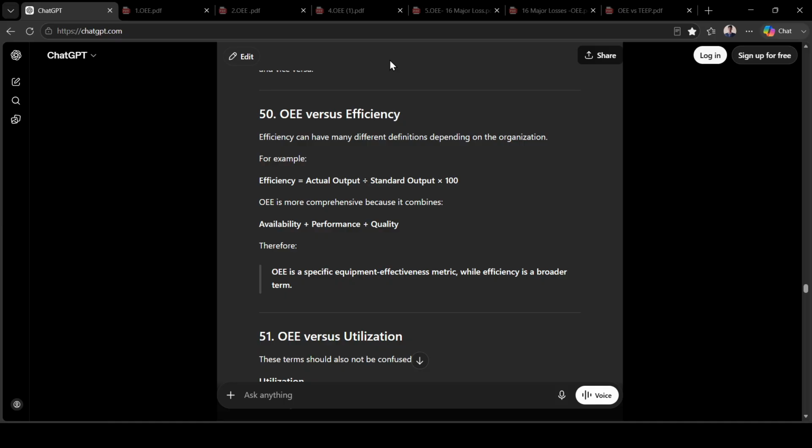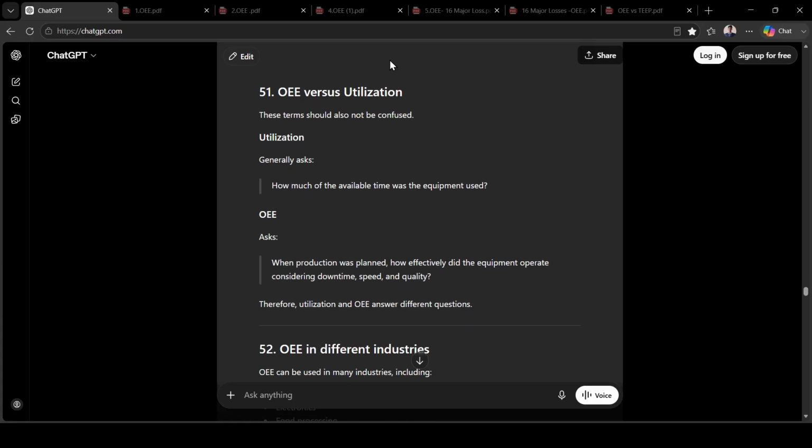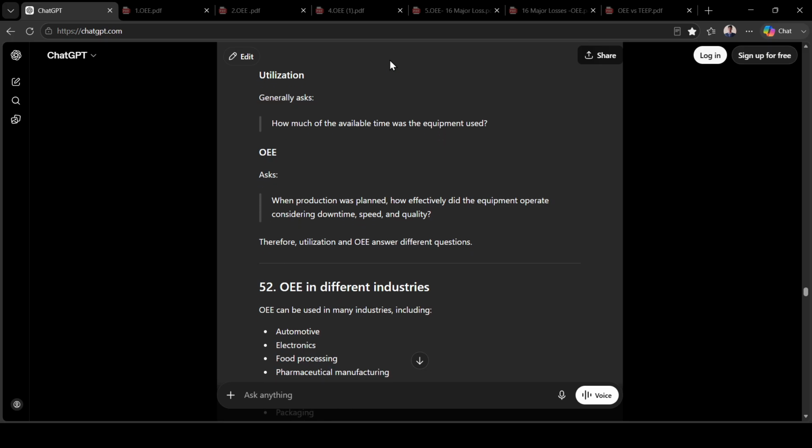Then OE versus utilization. This term should also not be confused. Utilization generally asks how much of the available time the equipment was used. OE asks, when production was planned, how effectively did the equipment operate, considering downtime, speed, and quality. Therefore, utilization and OE answer different questions.